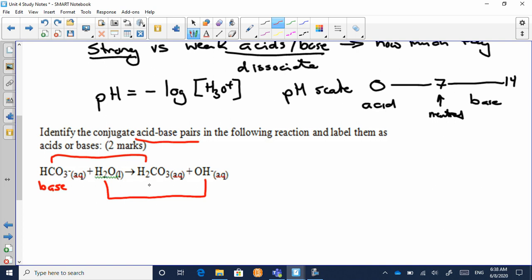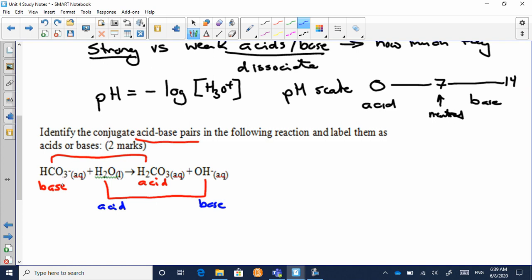Okay, now look at this. That means that this one is an acid because every pair has an acid and a base. Okay, well look at this. Notice on this side, if this was the base, this must be an acid and this must be a base in this pair, because look at this. As it went from this side to this side, it donated a proton to the other one. So here's an example of a question where you'd have to identify acid-base pairs.